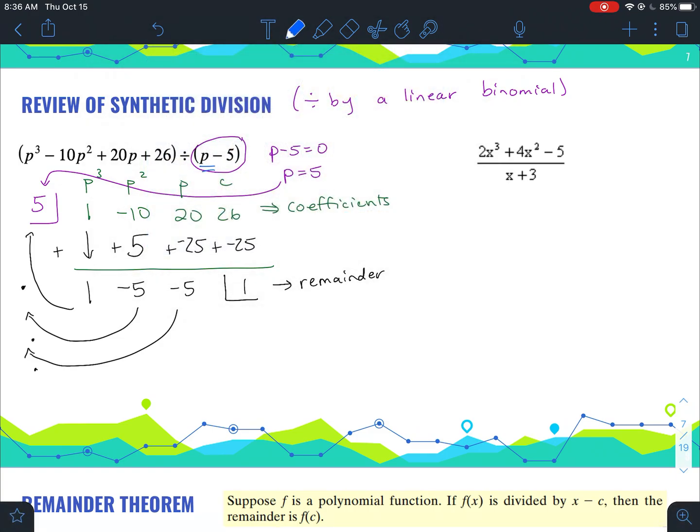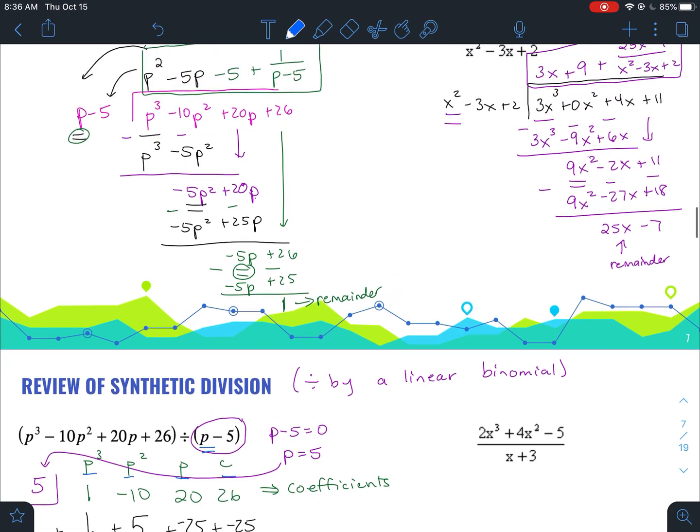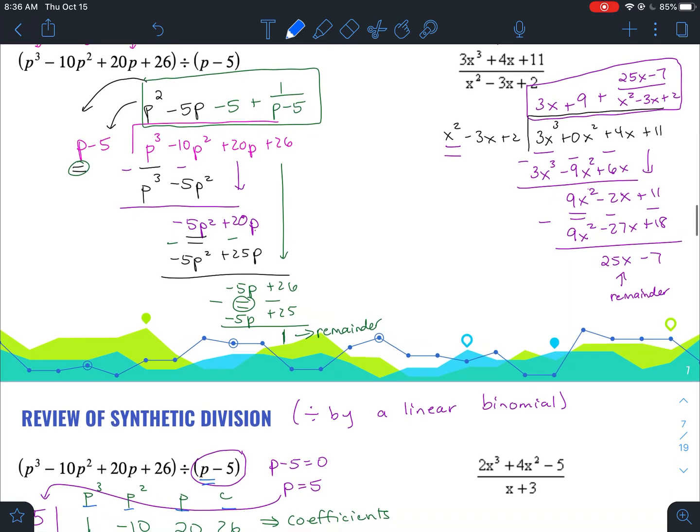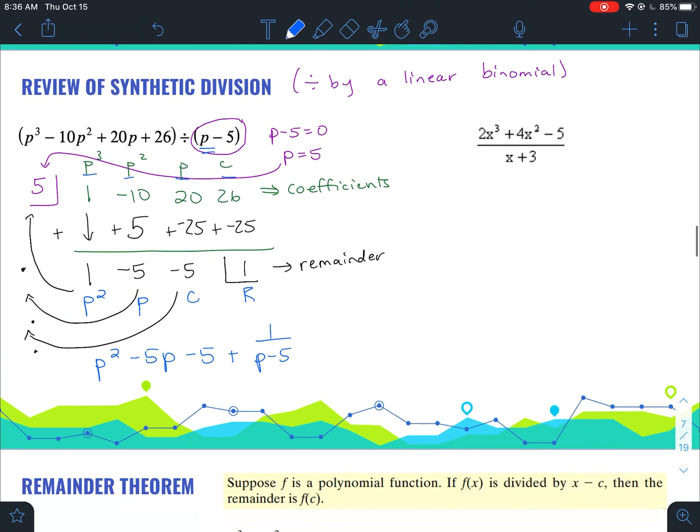So technically, I was dividing by p. Since I'm dividing by p, all of my original terms are going to drop by 1. So this is going to represent a p squared, that's going to represent the p, that represents the constant, and there's my remainder. So this is going to be 1p squared minus 5p minus 5 plus 1 over what I was dividing by, p minus 5. We did this problem up here, and notice we get the exact same thing that we got with long division: p squared minus 5p minus 5 plus 1 over p minus 5.